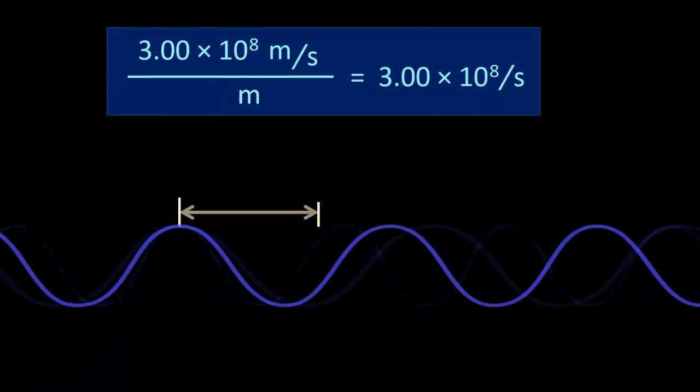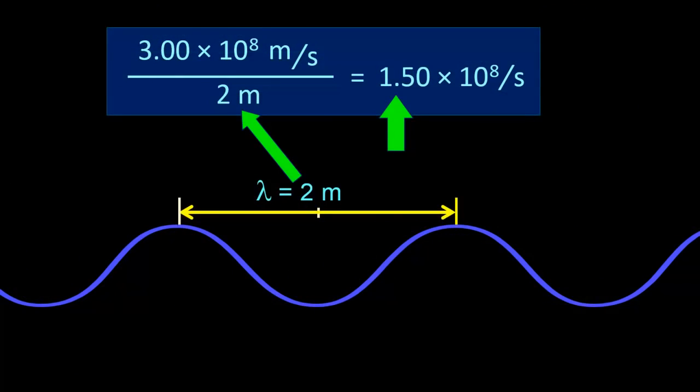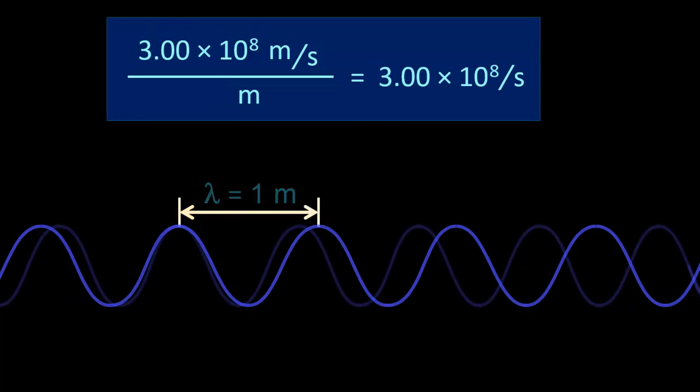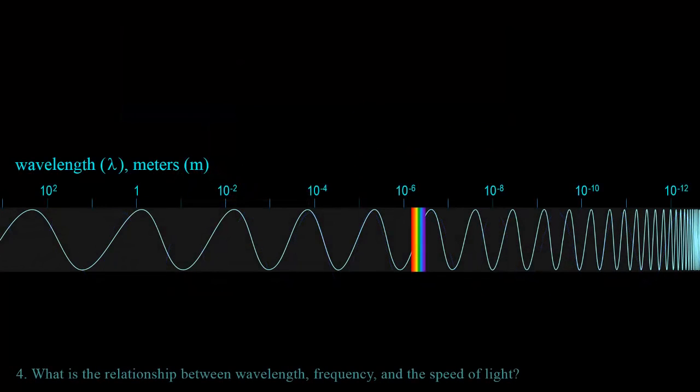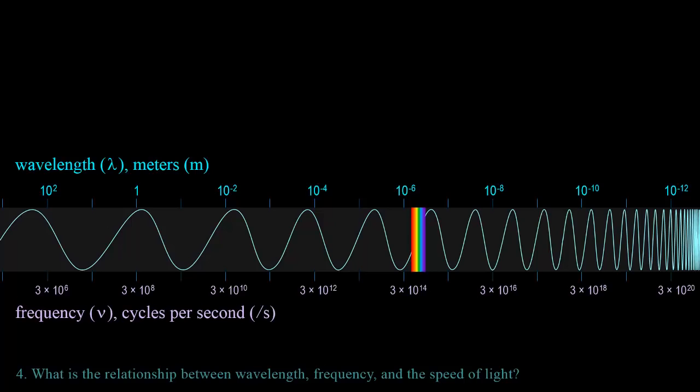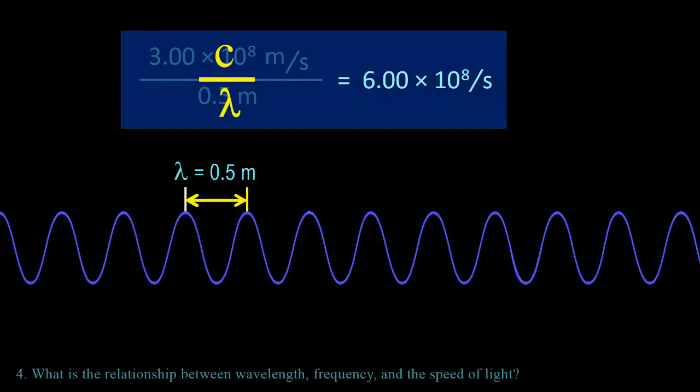If we have a wavelength of 2 meters, we get a frequency of 1.5 times 10 to the 8th cycles per second. And if we have a wavelength of 0.5 meters, we get a frequency of 6 times 10 to the 8th cycles per second. So any wavelength has a corresponding frequency, as we can see here. Now we can start putting it all together using symbols to arrive at our equation relating wavelength, frequency, and the speed of light. So the speed of light divided by wavelength equals frequency.